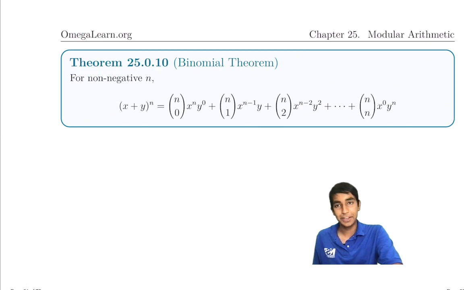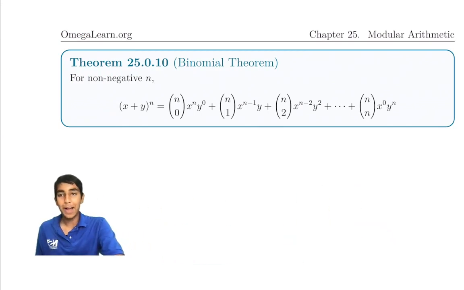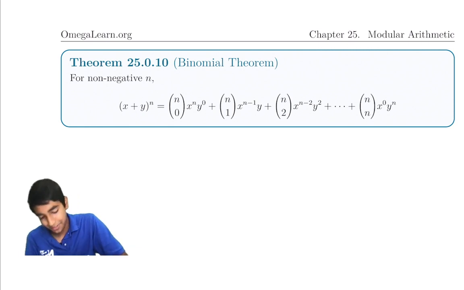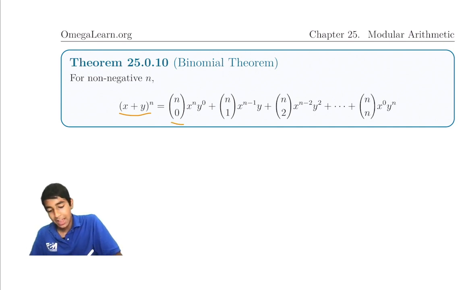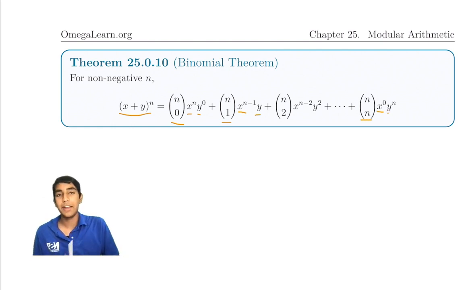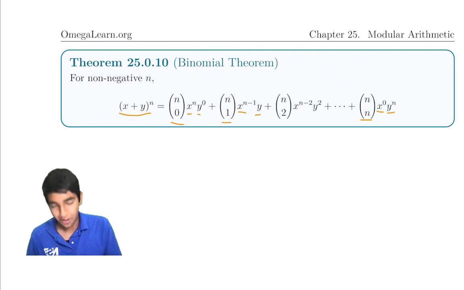But we're not done with this video. Next up, we've got the binomial theorem. For non-negative n, we have this expansion here. (x plus y) to the n is just n choose 0 times x to the n, y to the 0, plus n choose 1, x to the n minus 1, y, and so on, all the way till n choose n, x to the 0, y to the n. Okay, so what does that mean, first of all?